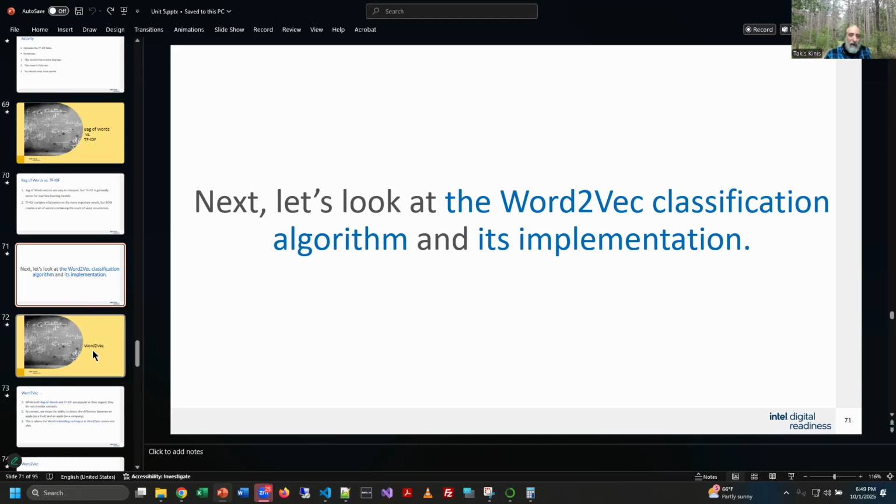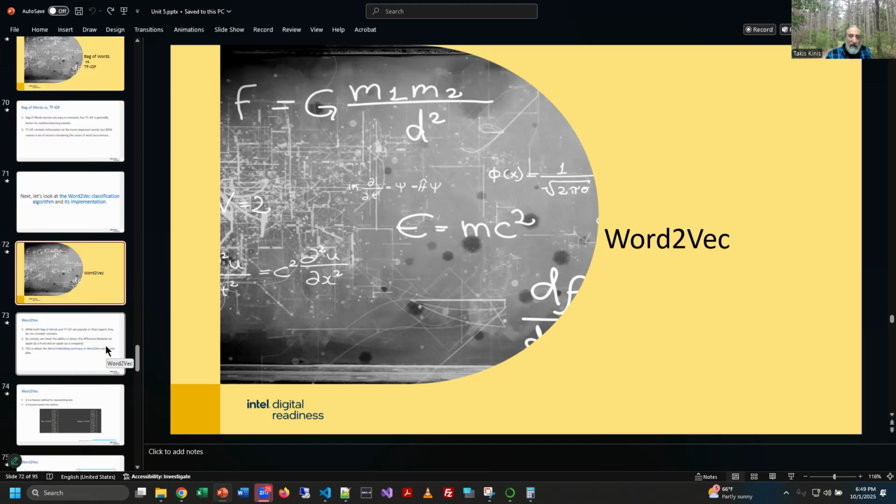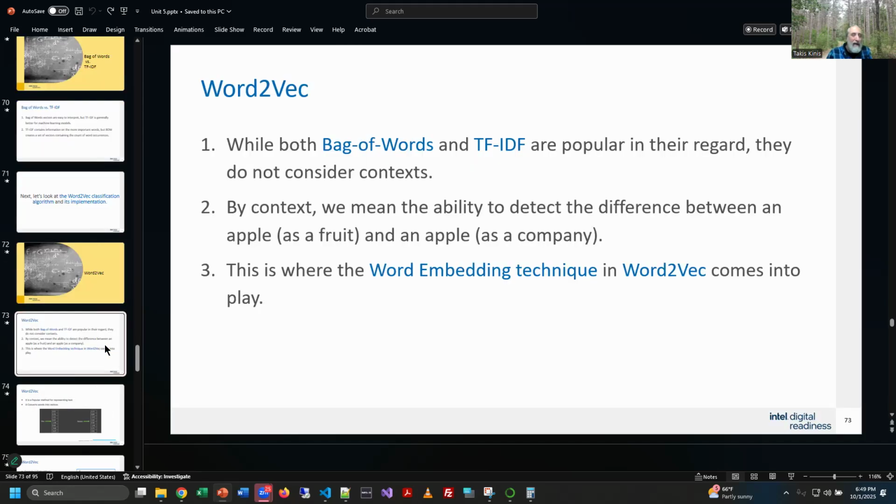All right, now let's look at a different algorithm or approach here called Word2Vec. The first two are pretty popular, but they do not consider context. This is the important aspect here. By context, we mean the ability to detect the difference between an apple as a fruit and an apple as a company, right? So if I'm talking about my MacBook, I'm talking about Apple, the company. And if I'm talking about Macintosh, I might be talking about a fruit. Okay, that's not a good example. But you guys feel where I'm going with that, right?